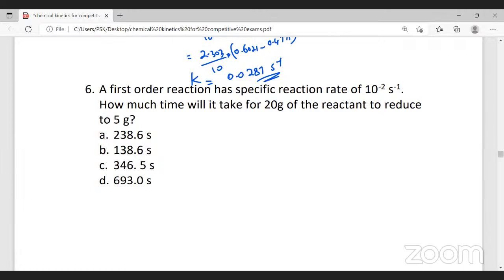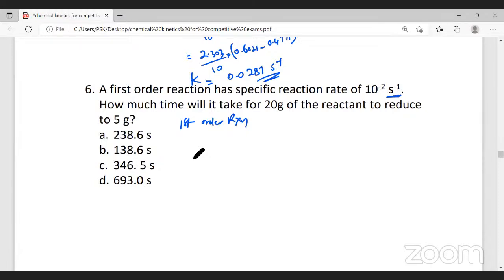Tell me, how do we work? It's a direct substitution. See the unit here: it is per second. It's a first order reaction. For a first order reaction, what's the rate constant? The rate constant for a first order reaction is K equal to 2.303 by T log of R naught by R.